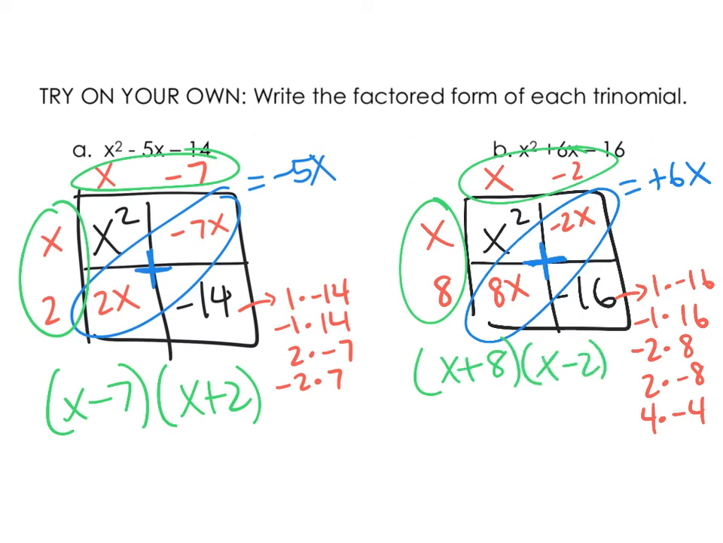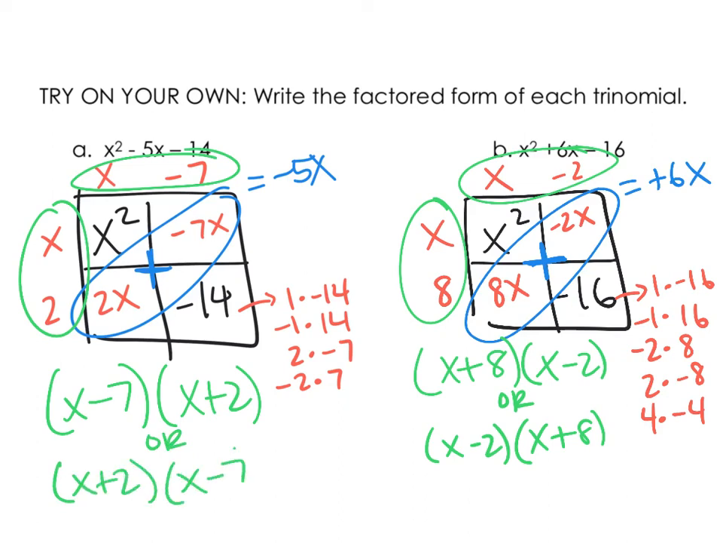Now remember, you could be writing this in either order. X minus 2, x plus 8 is the exact same thing as what I wrote. It does not matter which order, as long as that negative and positive is still with the correct number. Same thing on example A. You could have written x plus 2 and x minus 7. That's still correct.